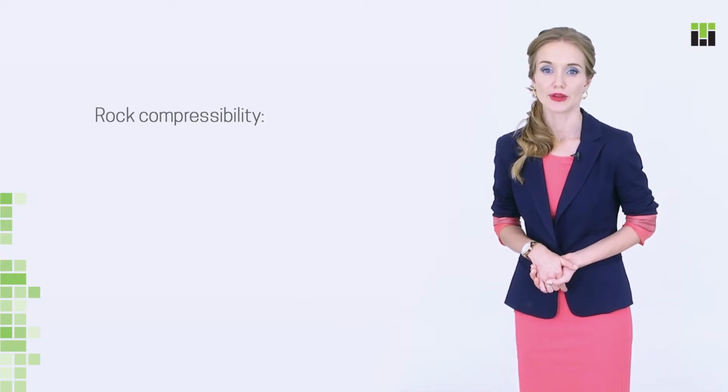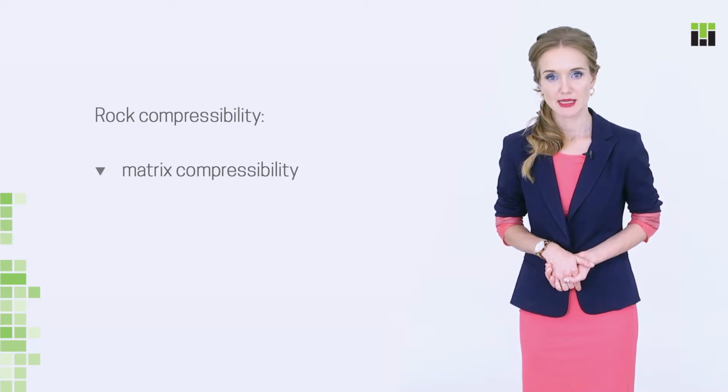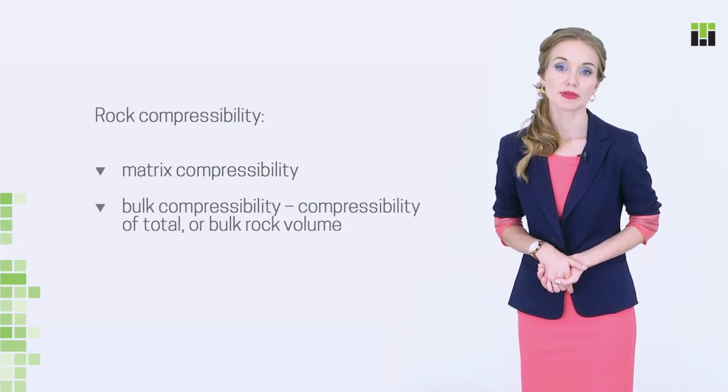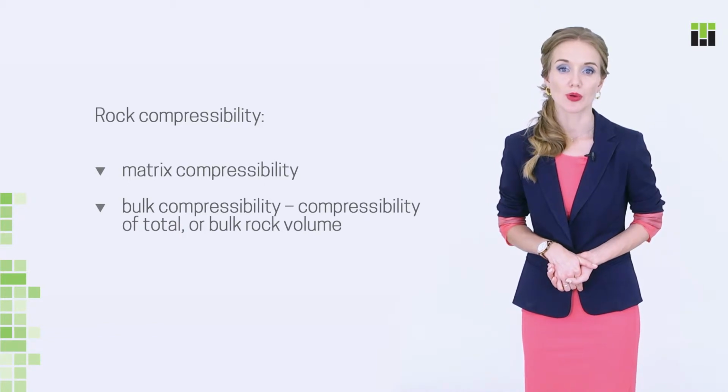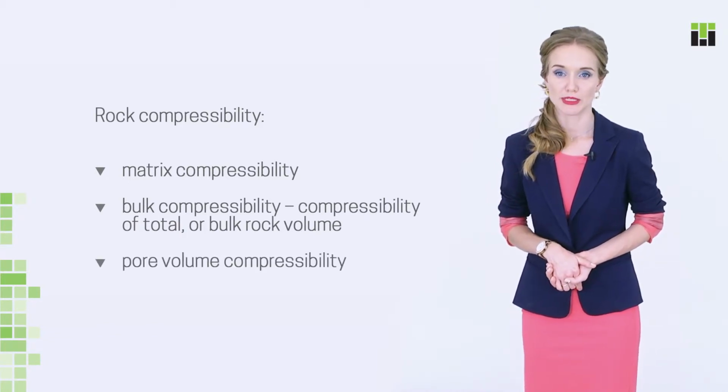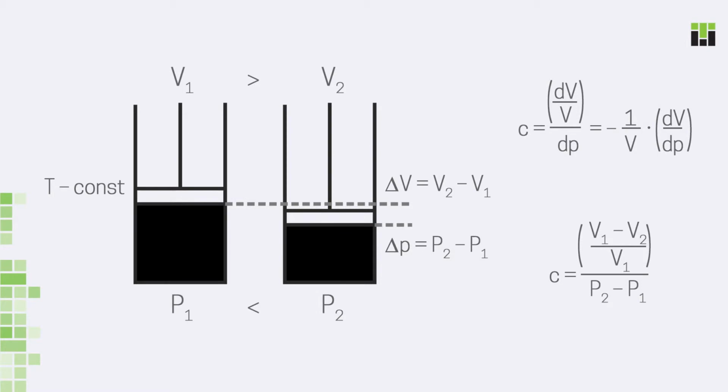It may be of three types: matrix compressibility, bulk compressibility, which is compressibility of total or bulk rock volume, and pore volume compressibility. The first two compressibilities are negligible compared to the third one. Pore volume compressibility is the change in pore volume of rock in response to change in pressure. It is quite natural that as reservoir pressure drops and external overburden pressure remains the same, pore volume decreases. This happens because rock grains expand, reducing pore space.